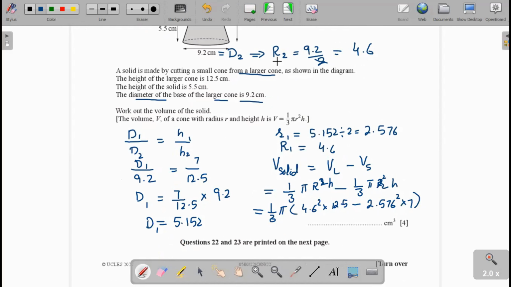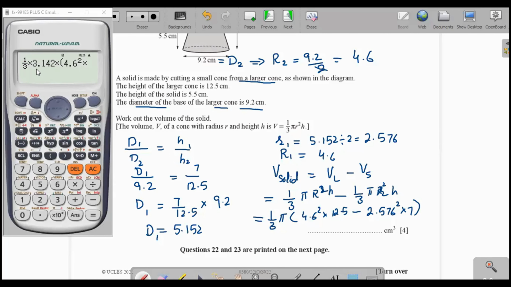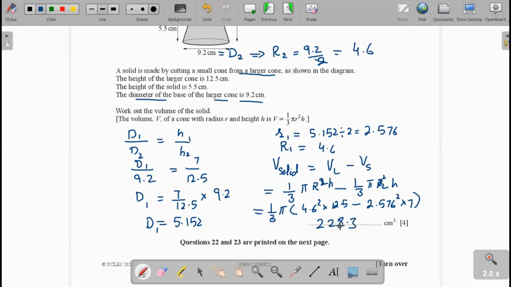Now we calculate it. Now 1 over 3 into 3.142 into 4.6 square multiplied by 12.5 minus 2.576 whole square multiplied by 7, and that value is equal to 228.3. This is the answer. 228.3 centimeter cube is the answer.